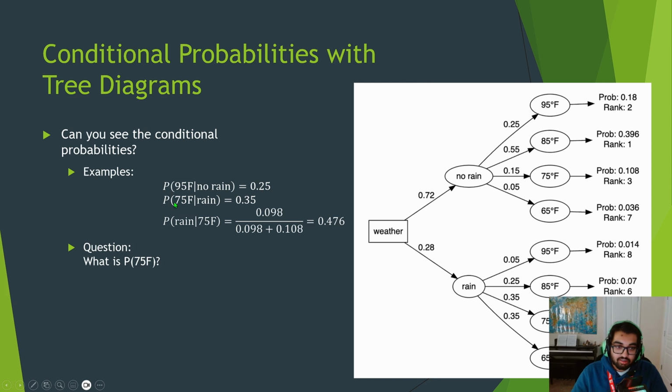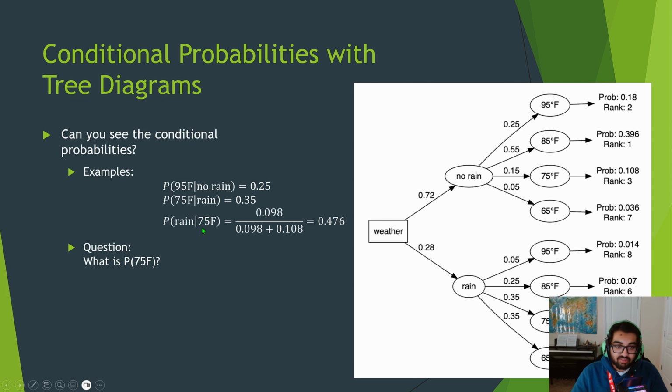Let's do this again. The probability that it's 75 degrees outside, given that it is raining, is 0.35. You already know that it's raining. Therefore, the probability that it's 75 degrees Fahrenheit outside is 0.35. You can see that right there.